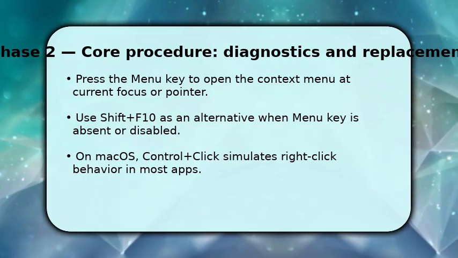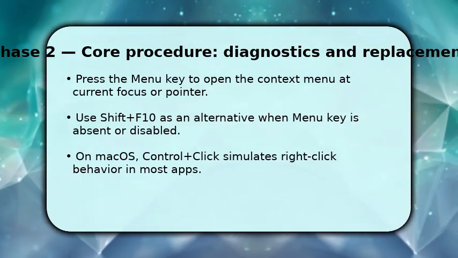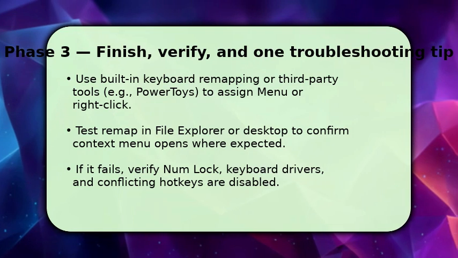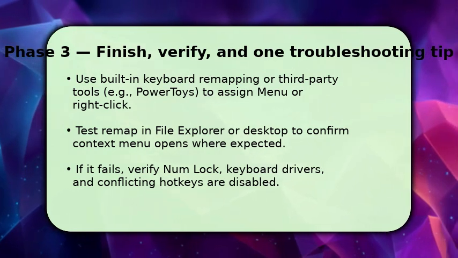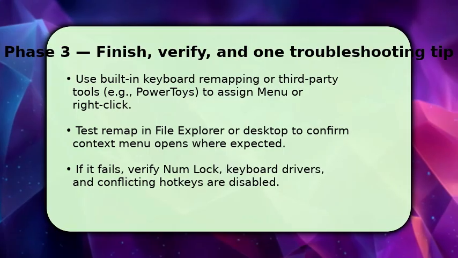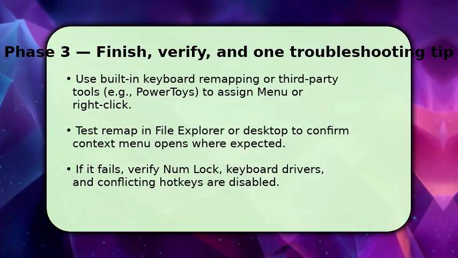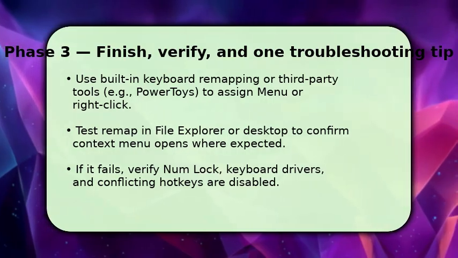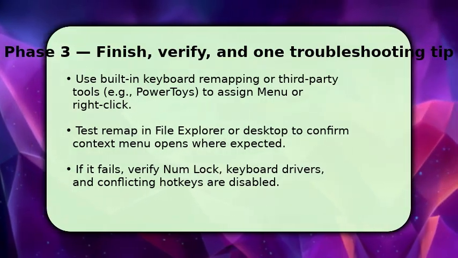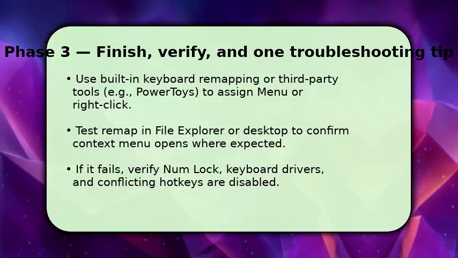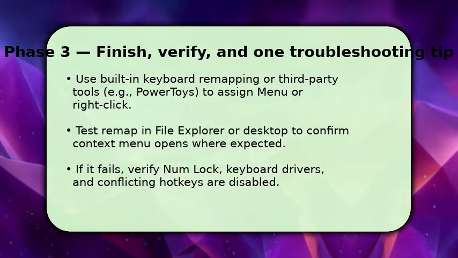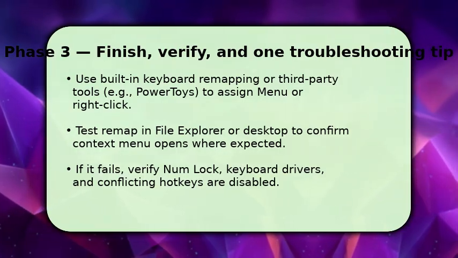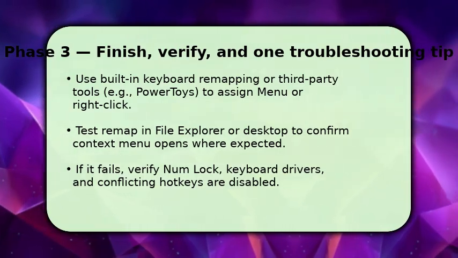Finish by customizing or fixing issues so the keyboard right-click works reliably. If you prefer a permanent solution, remap an unused key to menu or right-click via system options or tools like PowerToys, then test it in File Explorer or on the desktop to confirm the context menu appears. If nothing happens, check numlock, update keyboard drivers, and ensure no other app has hijacked the shortcut. If remapping still fails, reboot and retry. That often clears conflicts and restores expected behavior.